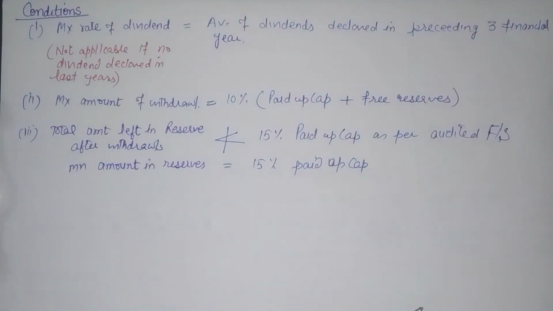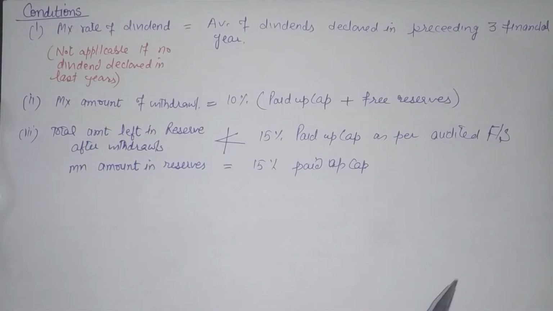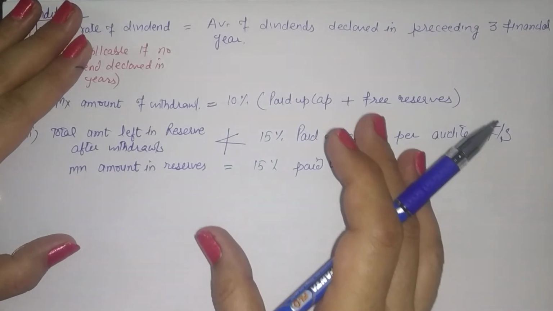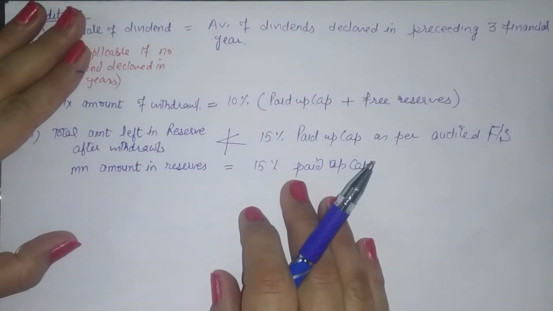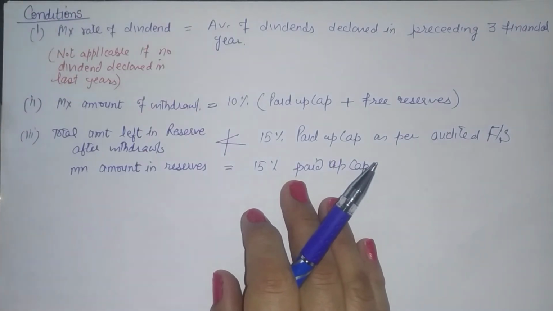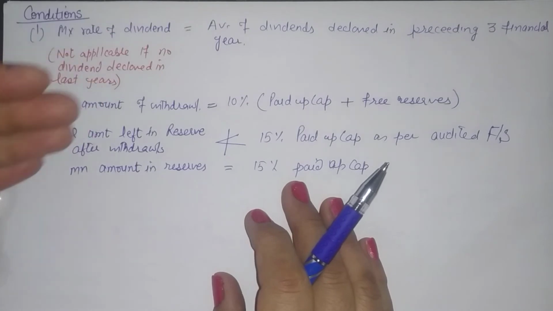So in a way, there are two limits on withdrawals. One is the amount of withdrawal that you can withdraw. Second is that indirectly they are saying that this is the minimum amount that should be kept in the reserves. So if you have say total reserves available with you of 10 lakh and your minimum amount is coming out to be say 6 lakh, it means you can withdraw a maximum of 4 lakh. So there are two limits on the withdrawals.